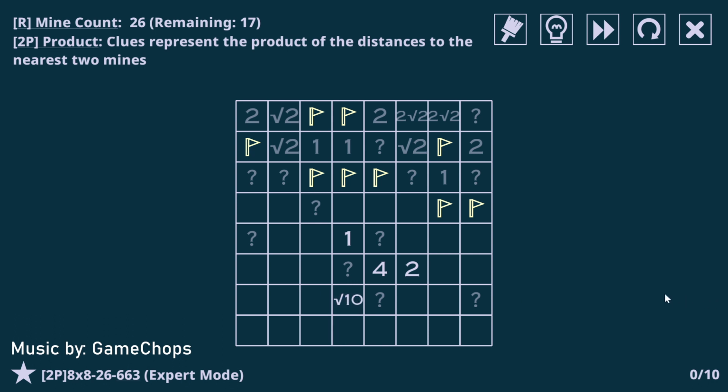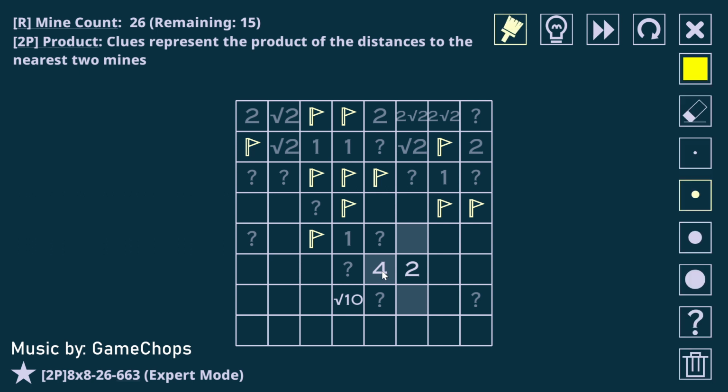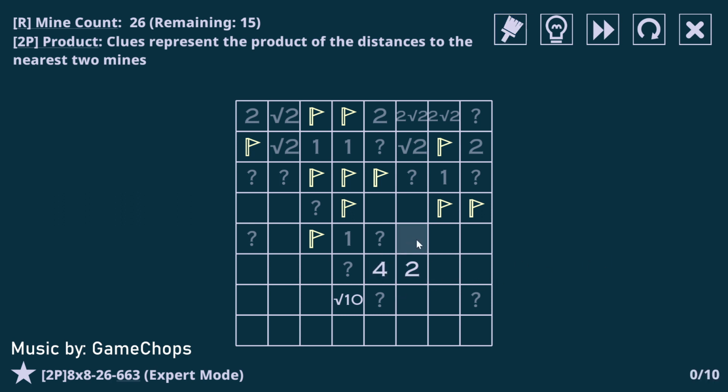Another root 10, okay. Well, 1 is definitely just those mines there. Which means now that this can't be root 2, root 8, because if it was, we know that all of those were not mines. So this must now be 2 times 2, which means that anything that's root 2 away isn't a mine.